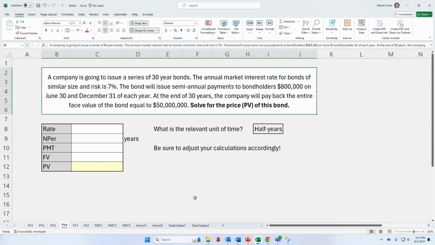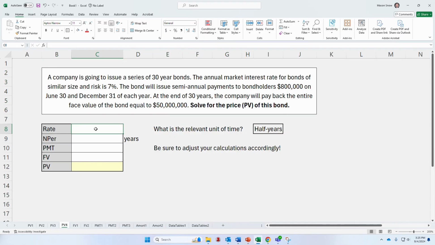A company is going to issue a series of 30-year bonds. The annual market interest rate for bonds of similar size and risk is 7%. The bond will issue semi-annual payments to bondholders of $800,000 on June 30th and December 31st of each year. At the end of 30 years, the company will pay back the entire face value of the bond, equal to $50 million. Solve for the price, which is technically the present value, of this bond.